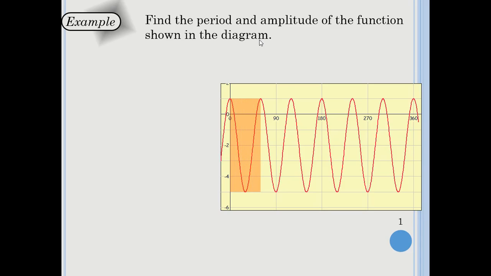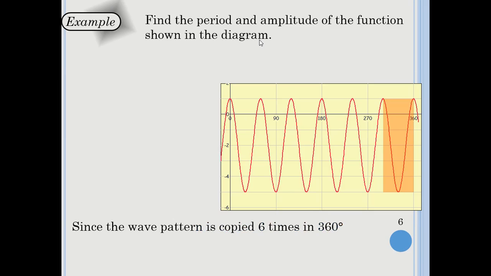So first thing we want to look at is how many times does the graph repeat itself? Well, there it's repeated once, twice, 3 times, 4 times, 5 times. So it repeats itself 6 times in 360 degrees. So what we can do then is to find the period, we can do 360 divided by 6, which is 60 degrees. So our period is 60 degrees.